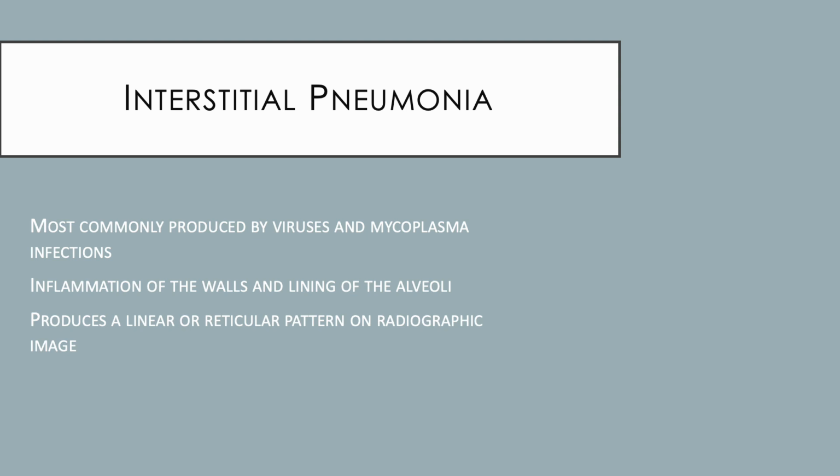Interstitial pneumonia is mostly caused by viral and mycoplasma infections. In this type of pneumonia, the inflammatory process mainly involves the lining and the walls of the alveoli and the interstitial structures of the lung. These interstitial structures of infection produce a linear or reticular-like pattern on the radiographic image.